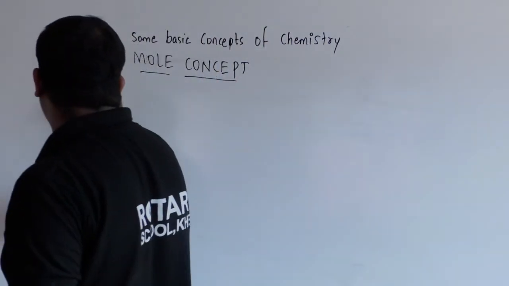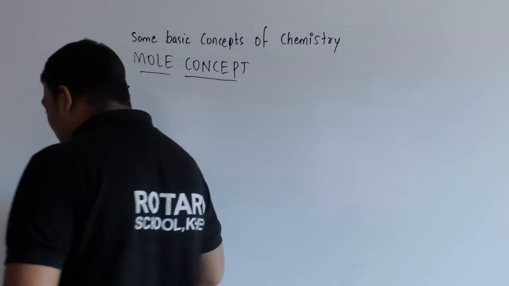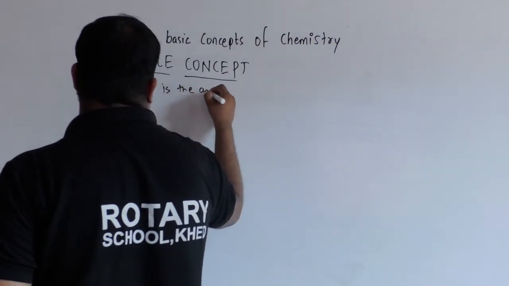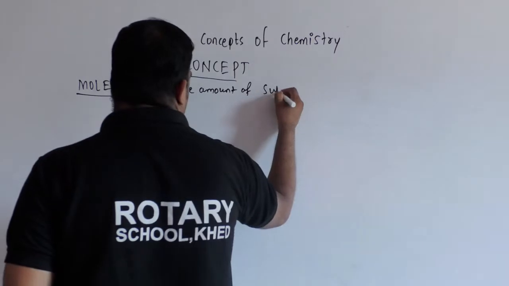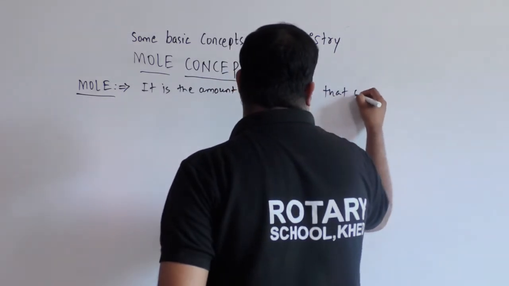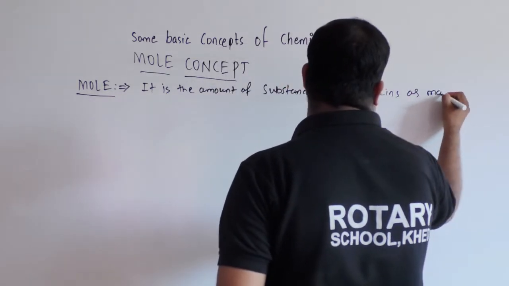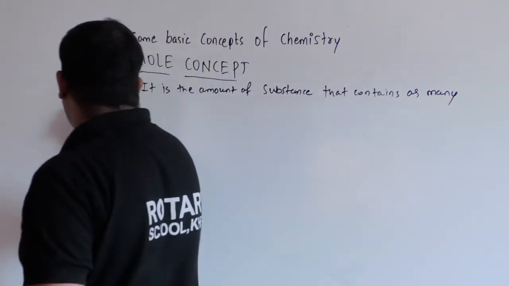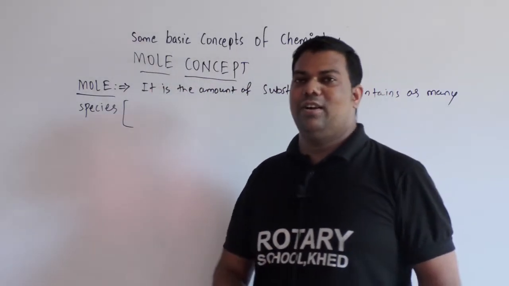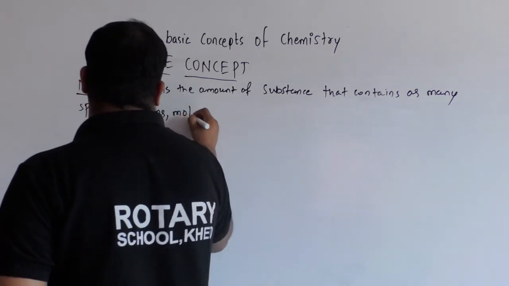A mole is the amount of substance that contains as many species, and those species we can say are what? Yes, very good: atoms, molecules, ions.